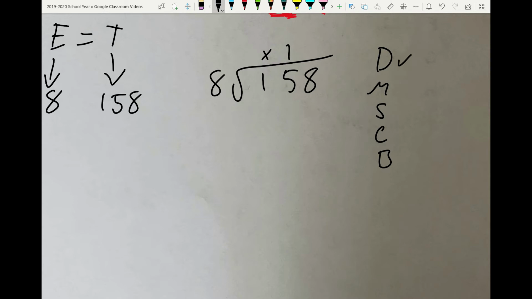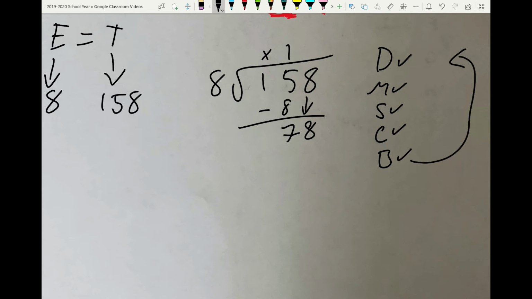I divided. Now I'm multiplying. 8 times 1 is 8. Now I subtract. 15 minus 8 is 7. Check, is my difference smaller than my divisor? Yes, it is. Next thing I do is bring it down. My new number is what? 78. Okay, it's not 8. It's not 7. 78. Now I start all over again.